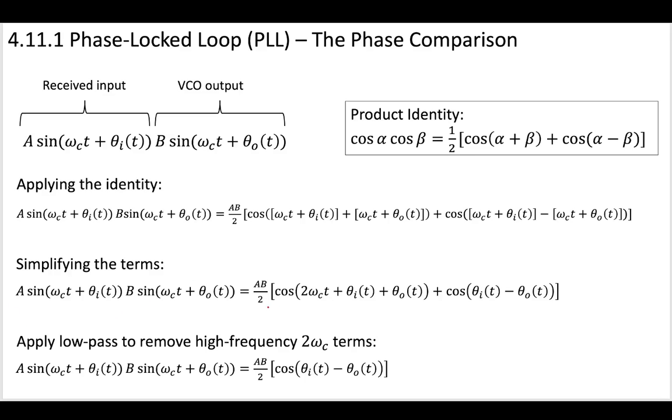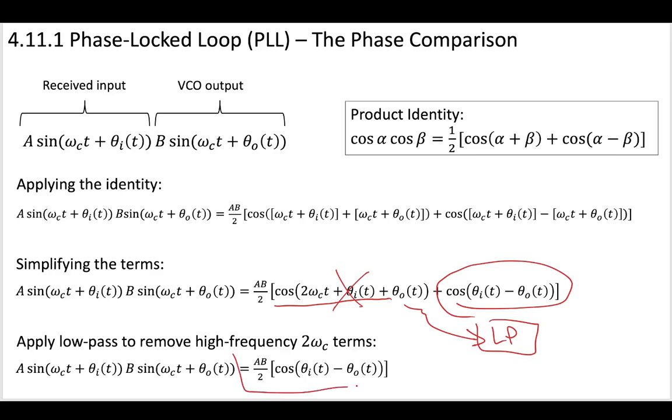So this is a high frequency term, but this one is a lower frequency one, where it's just based on the difference of these two phases. Now, if we look at the difference between these two phases, this is a cosine wave with the difference between the input and the output phase. And if we put this signal through a low pass filter, it's going to remove this term, and so we would be left with just this, the difference between the two phases.